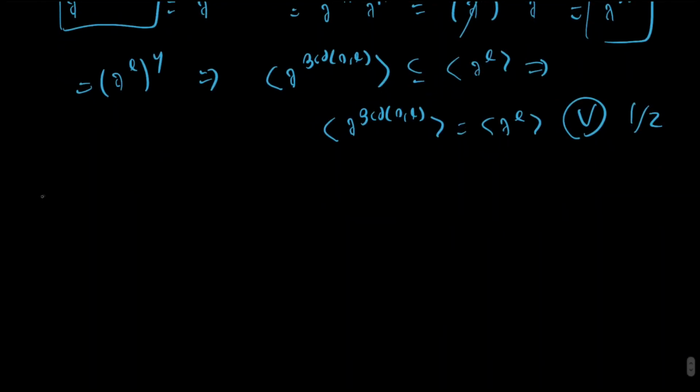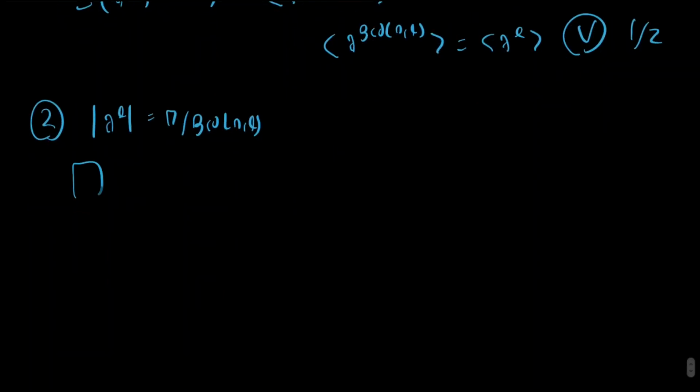For the second one, what we want to show is that the order of A to the L is equal to n over the GCD of n and L. And well, how can we show this? Again, as before, we showed the reverse and the direct inclusion, and here we will show it with inequalities. So in particular, we see immediately that the order of A to the L is less than or equal to n over the GCD of n and L.